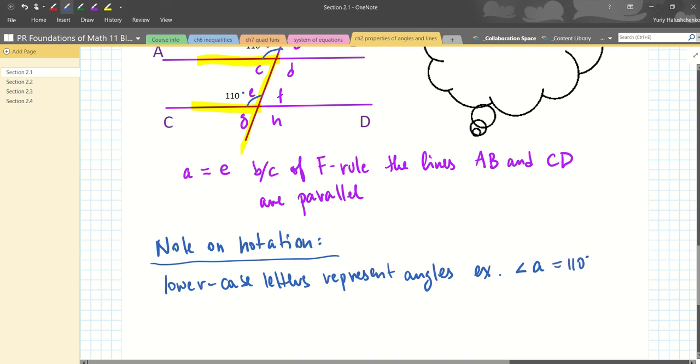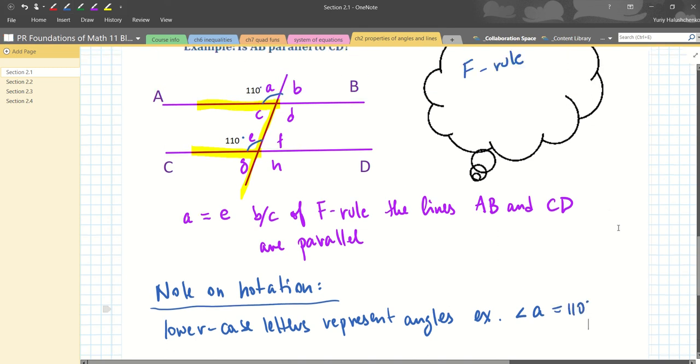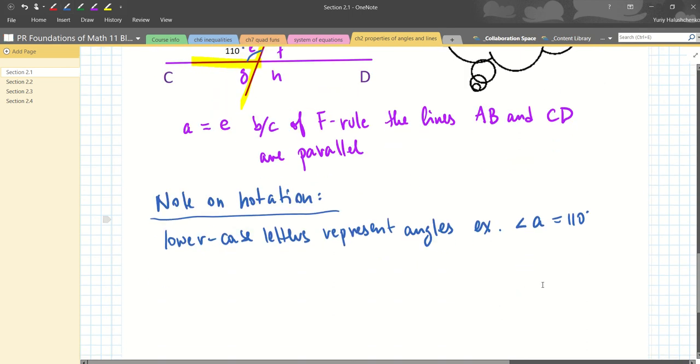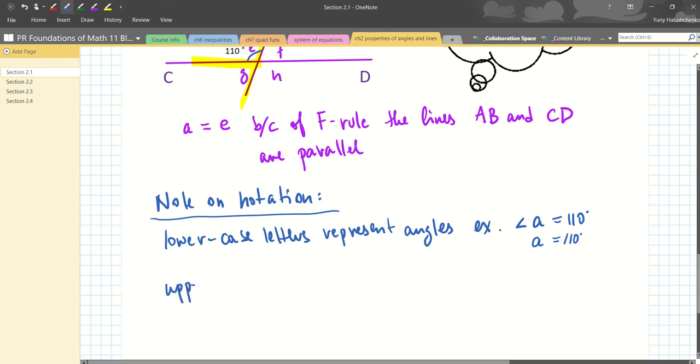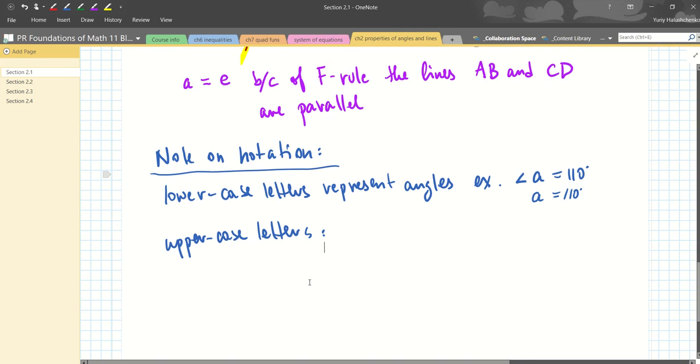is 110 degrees. Now you can use the angle symbol, which is a little kind of arrowhead, or you don't have to use it. For example, you could just use the letter A, 110 degrees. But for the uppercase letters, there are different combinations which mean different things. We have a few different options. Most of the time you're going to use either 1, 2, 3, perhaps 4 uppercase letters.